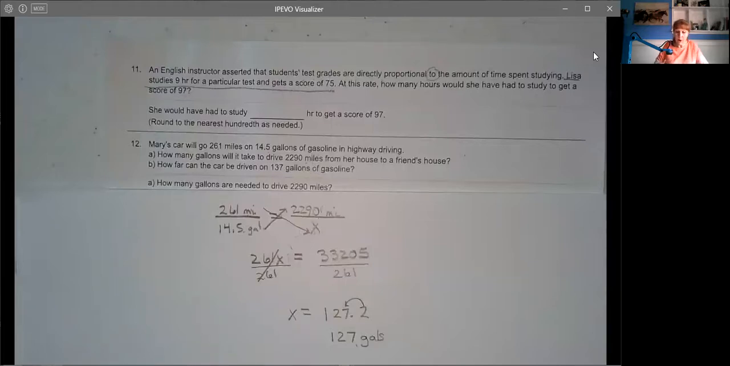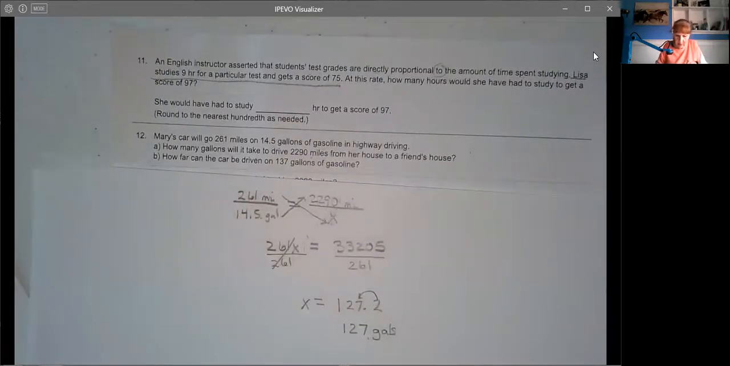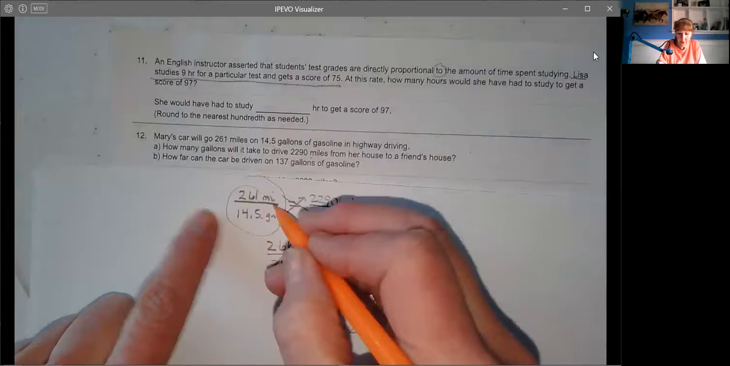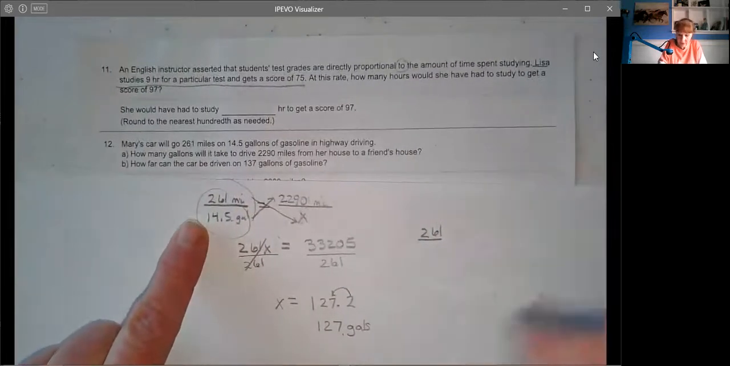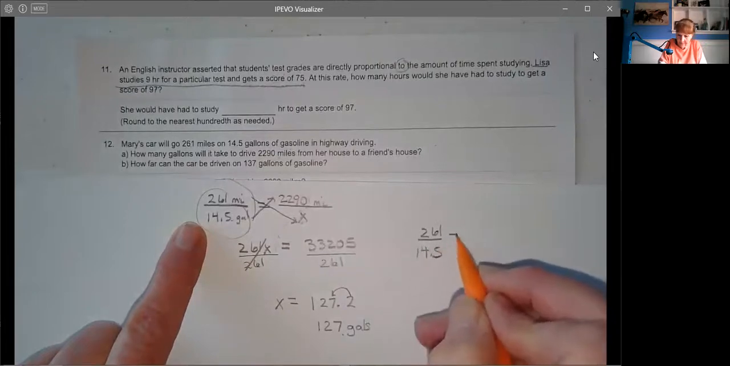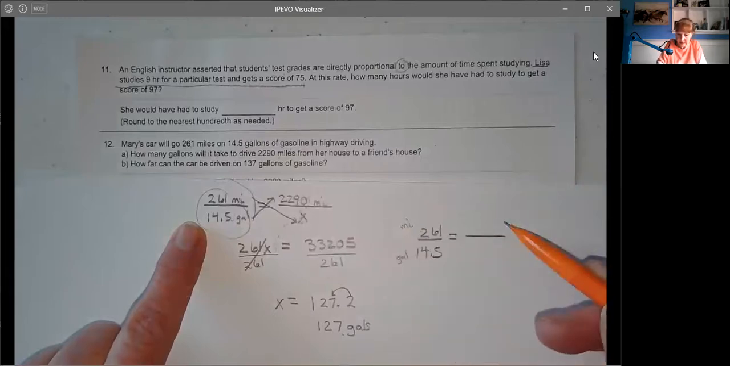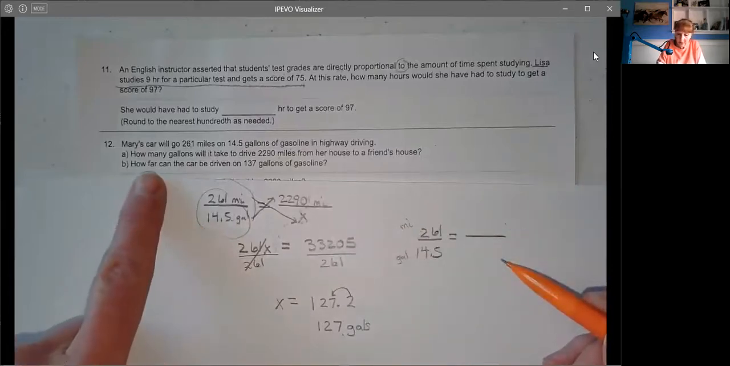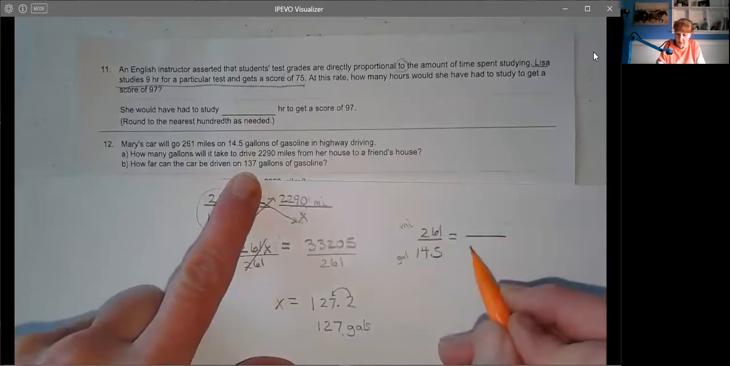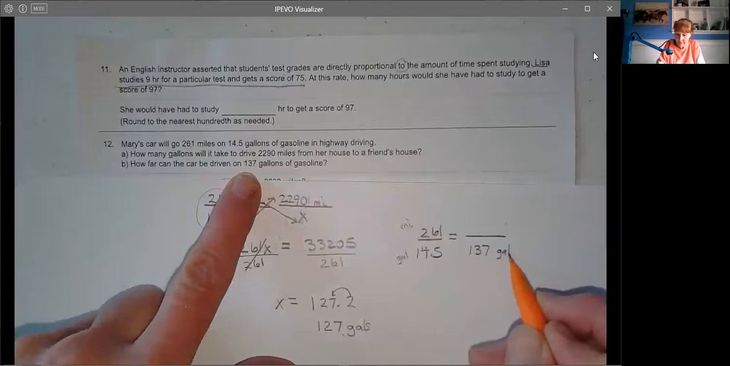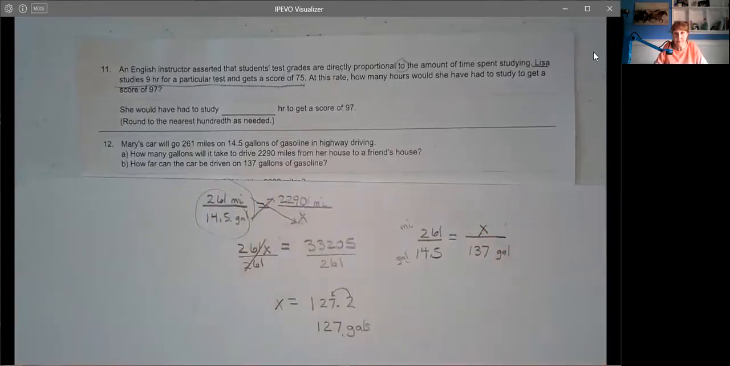All right, let's do part B of this one. How far, okay, we still have our original. That's our basic one. 261 over 14.5. I've got miles, gallons. So I have to have miles, gallons. How far, so it looks like we're looking for the miles, can the car be driven on 137 gallons? I'm going to put it down here, gallons, gallons. Now how many miles? X.